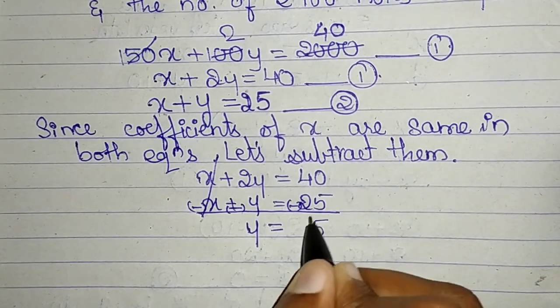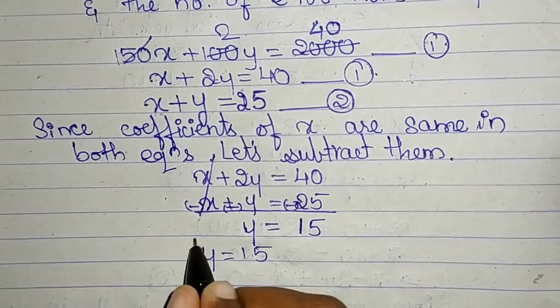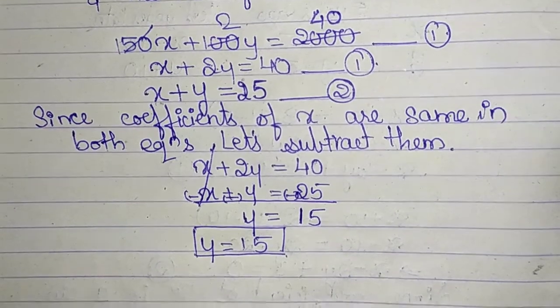10 minus 5, 5. 3 minus 2, 1. 15. So y is equal to 15. That means she received 1500 rupee notes.